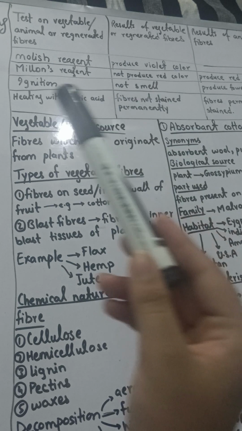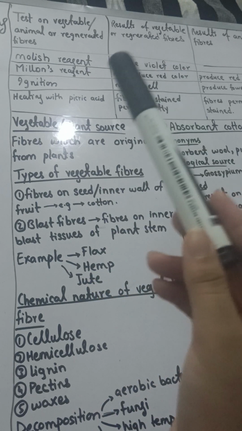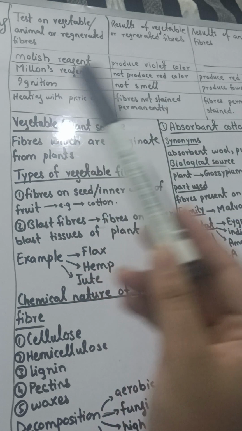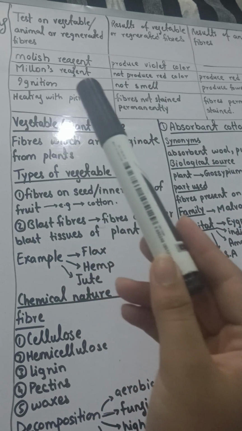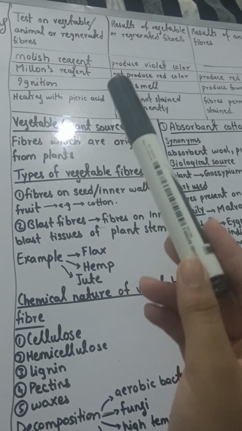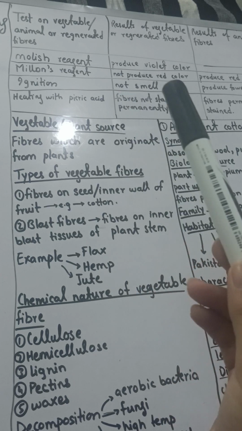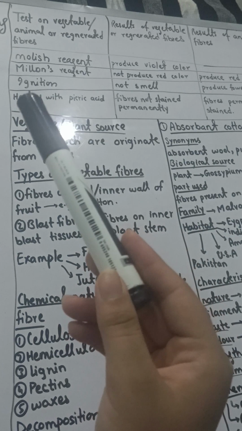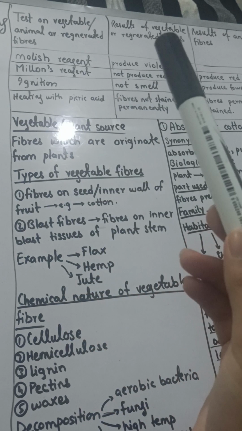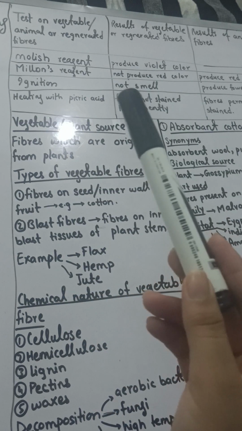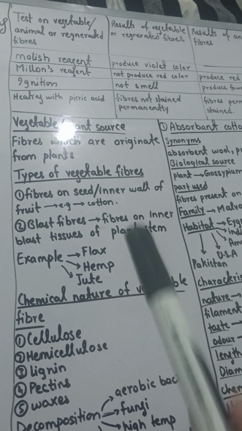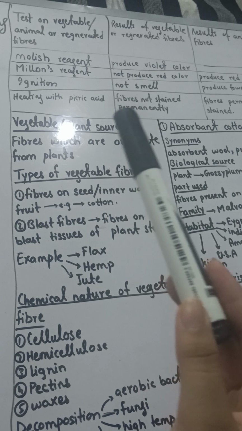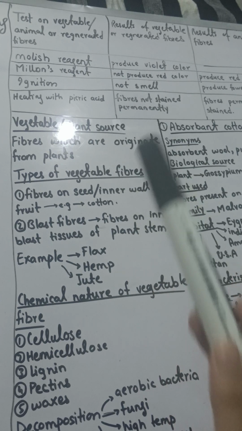With the Molisch reagent, vegetable or regenerated fibers produce a violet color, and with Millon's reagent they do not produce the red color. It means it is giving a negative Millon's test. Then in the ignition test, vegetable and regenerated fibers produce no foul smell. And by heating with picric acid, the fibers do not stain permanently.